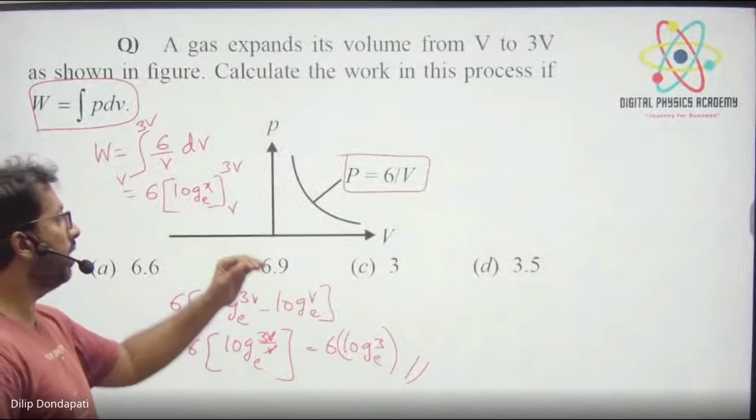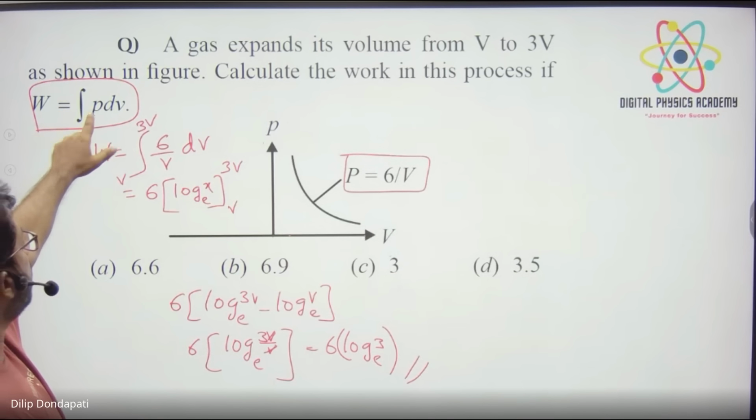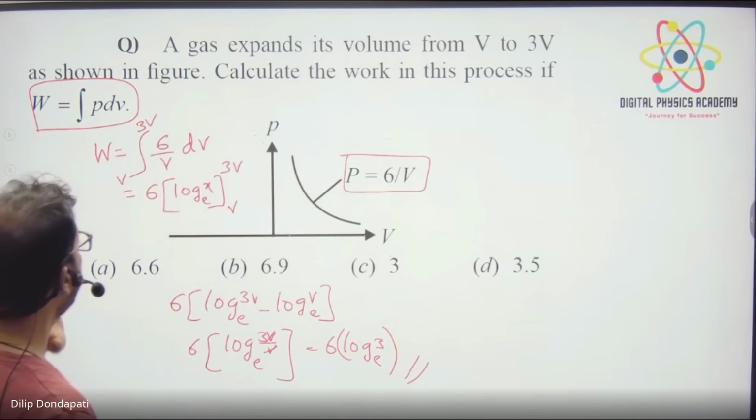How to do? Simply we have to integrate. Integration is nothing but area under the graph. What is the value we have to integrate? P dV, the graph of P dV. Okay. Let's do the next one.